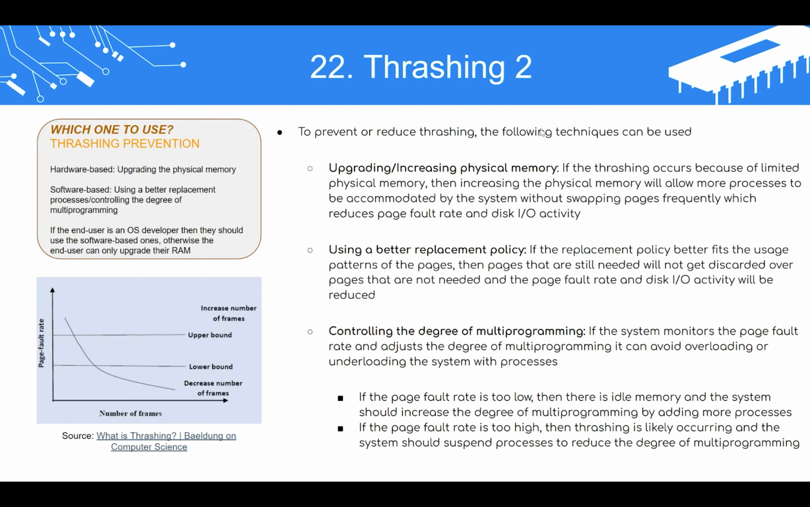To fix thrashing, there are 3 potential solutions, 1 hardware and 2 software-based. The hardware-based one is increasing the physical memory of your computer. The software-based ones are using a better replacement policy, like LRU, and implementing software that helps control the utilization of processes better. Alright, and with that, Joe will present the final section now.